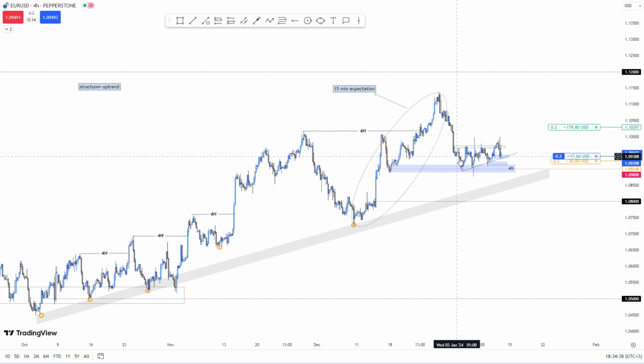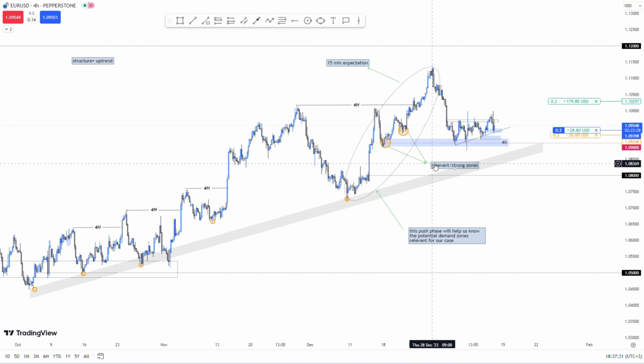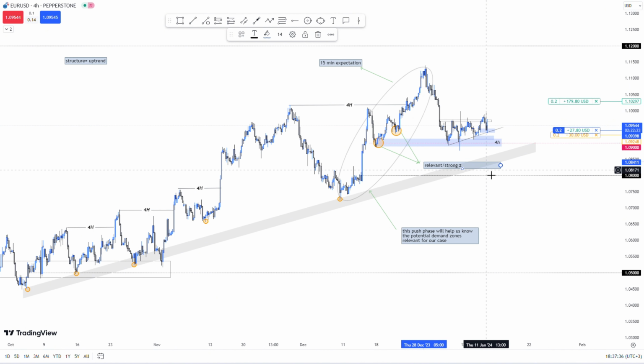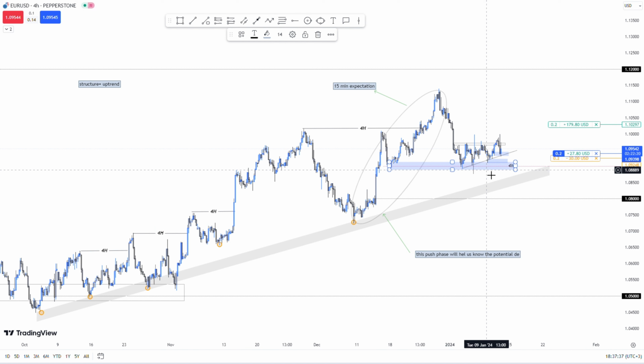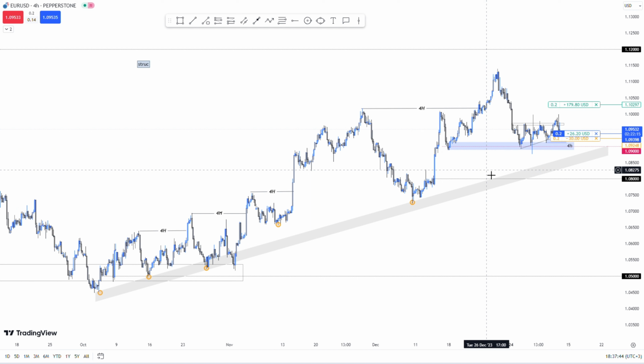So for this case, we will start by looking at the demand zones which led to the break of structure. These are the two demand zones that are responsible for the break of structure, the immediate demand zones. We also have others, but we don't need to look at them right now. So these two demand zones are the ones which are relevant. From these two, we look at the demand zone which makes more sense to us and has more confluence.